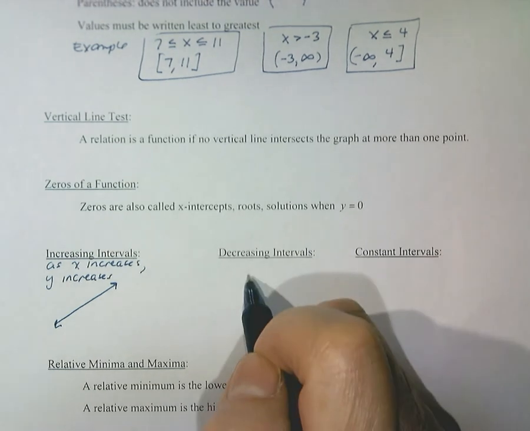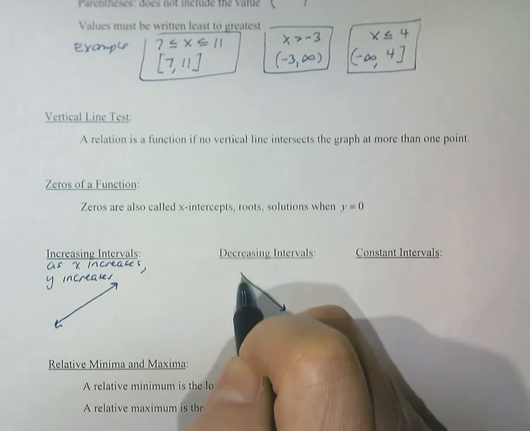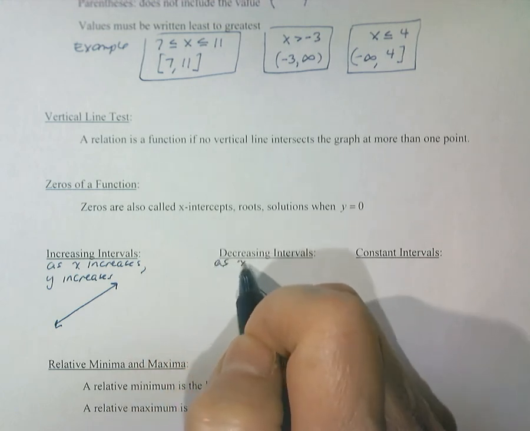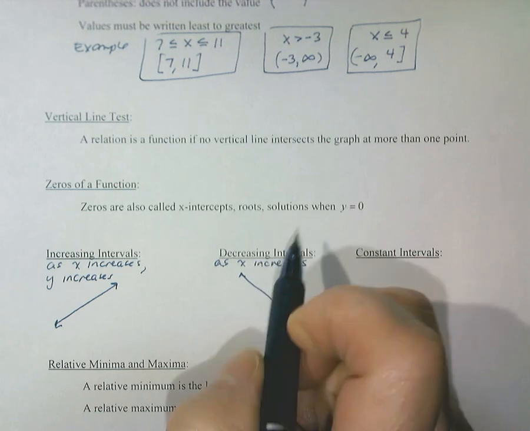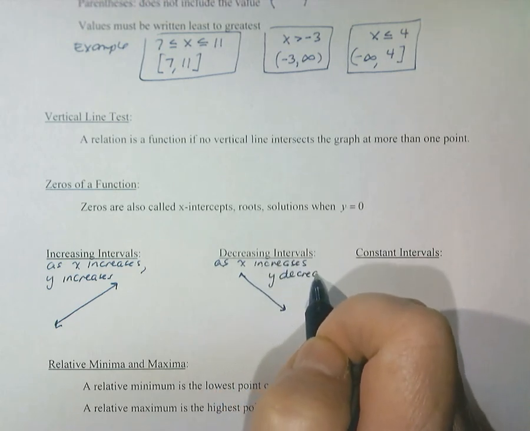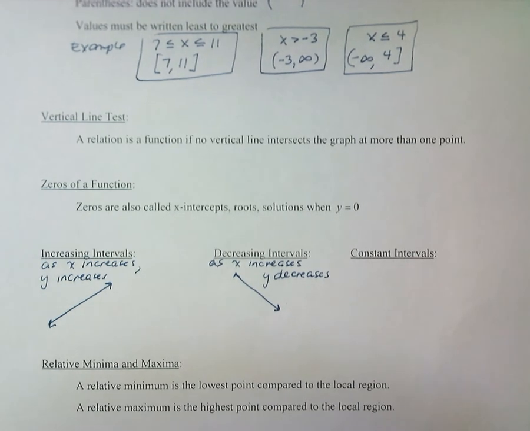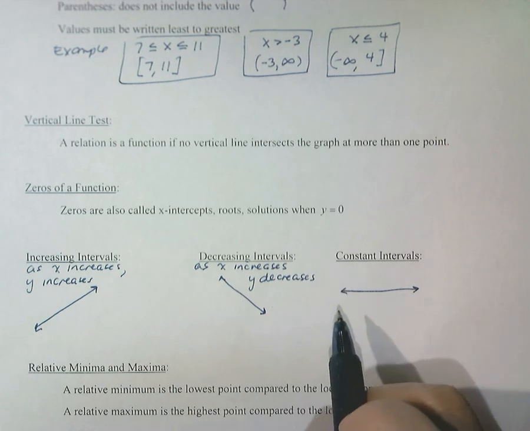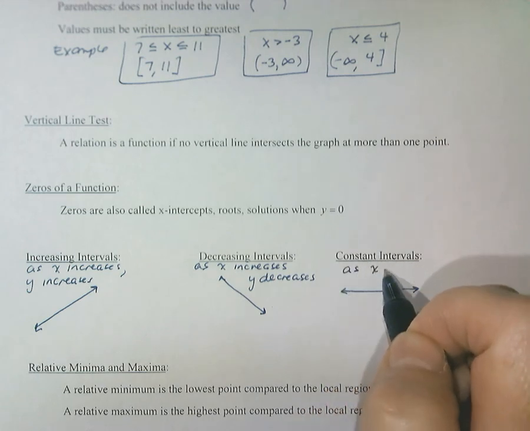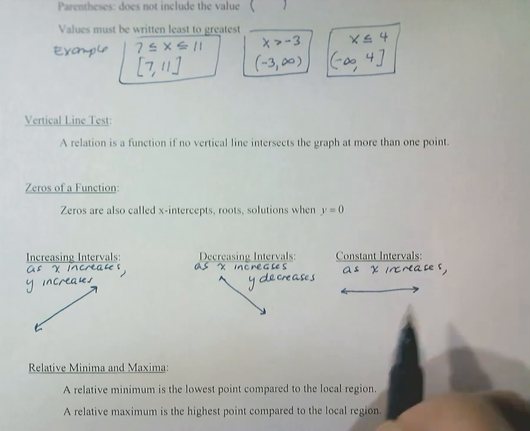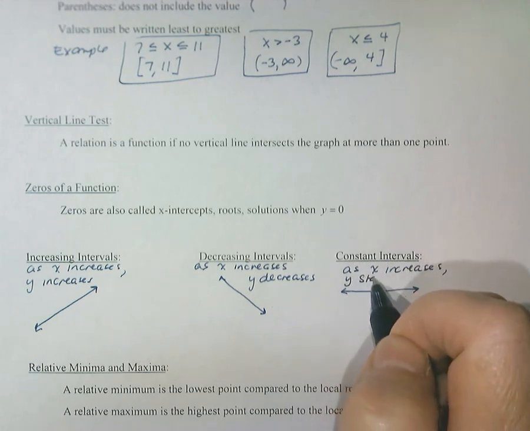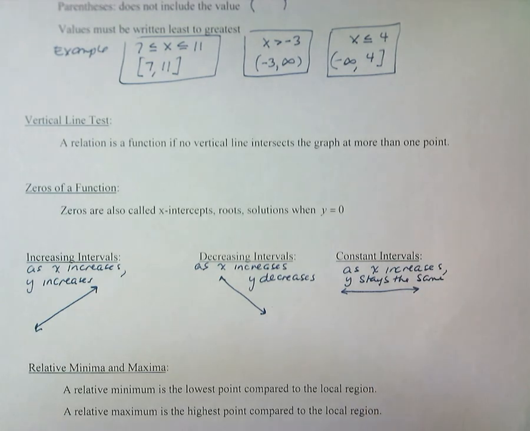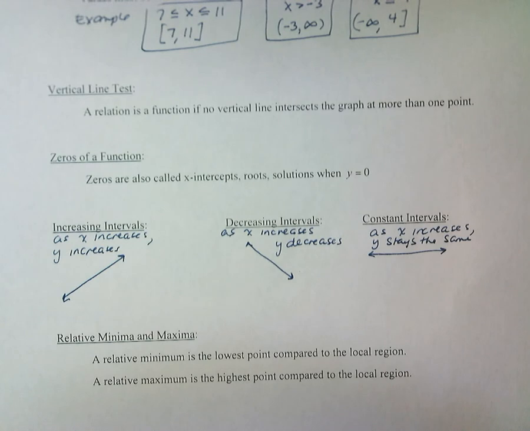A function that's decreasing looks like this. So as you're going from left to right, x is increasing, y decreases. And a constant interval means there's no change in the y value. So as x increases, y stays the same. And I'll give you more examples like that for the live lesson.